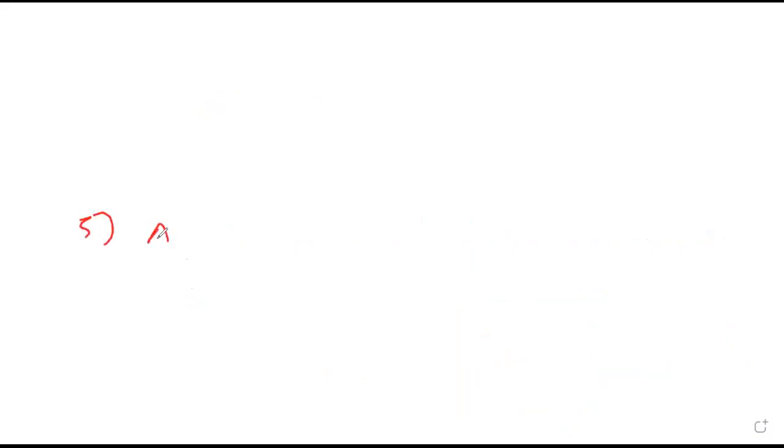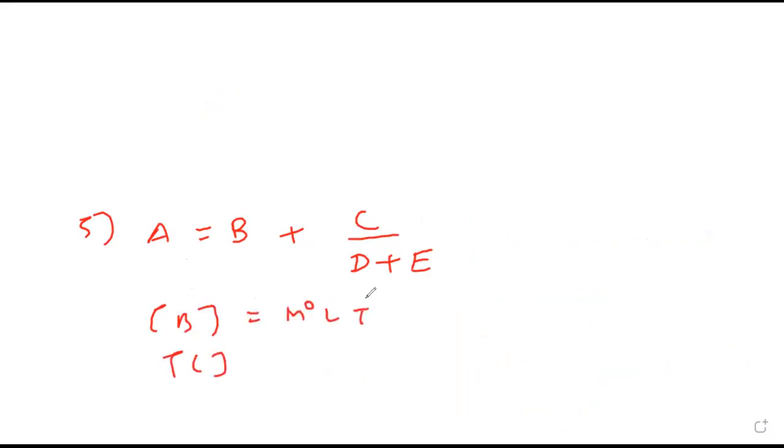If A equals B plus C upon D plus E, the dimensions of B and C are given. Dimension of B is M0 L T minus 1, and C is M0 L T0 respectively. Find the dimension of A, D, E.